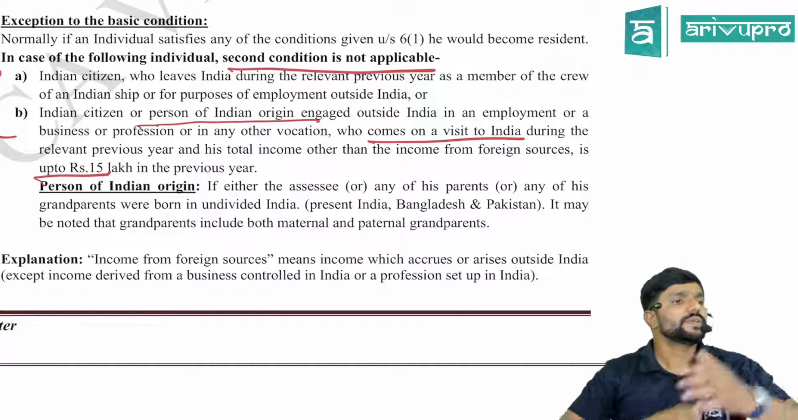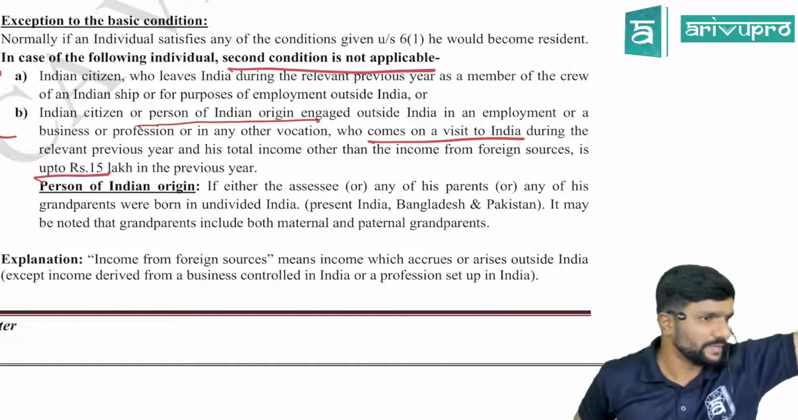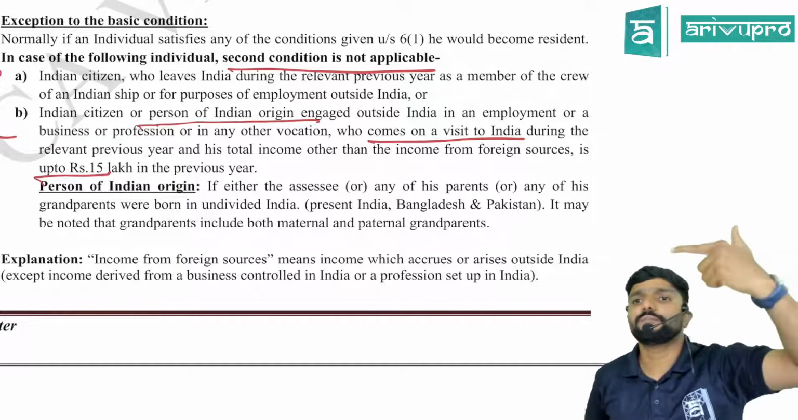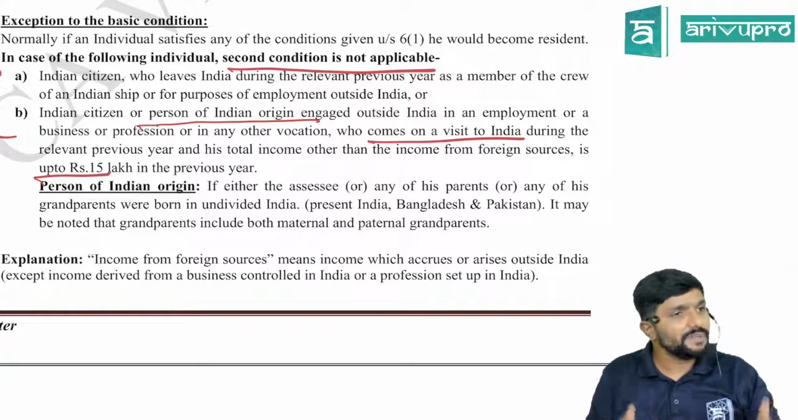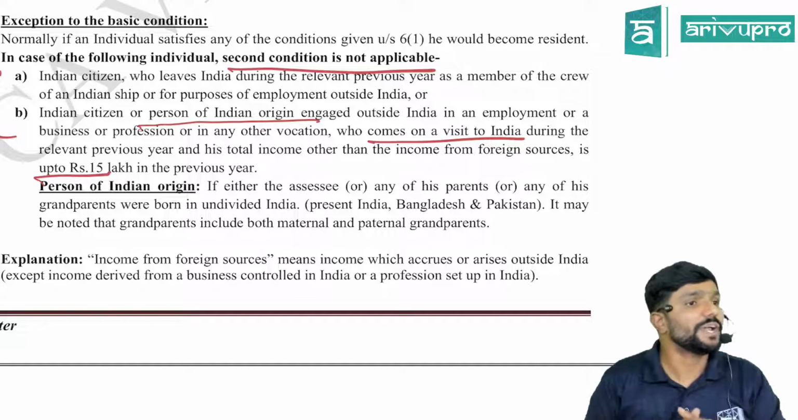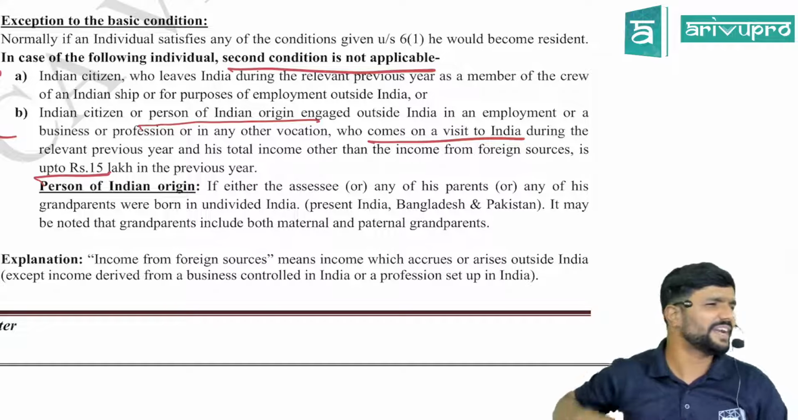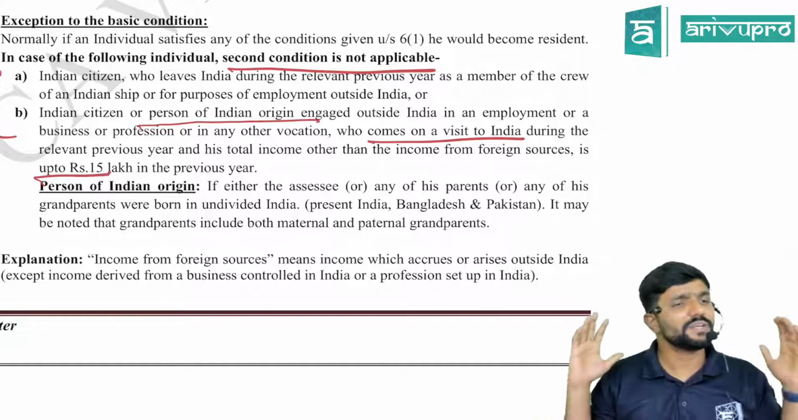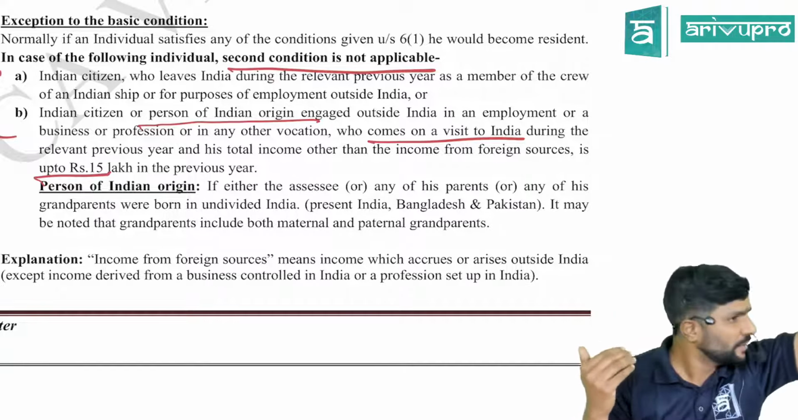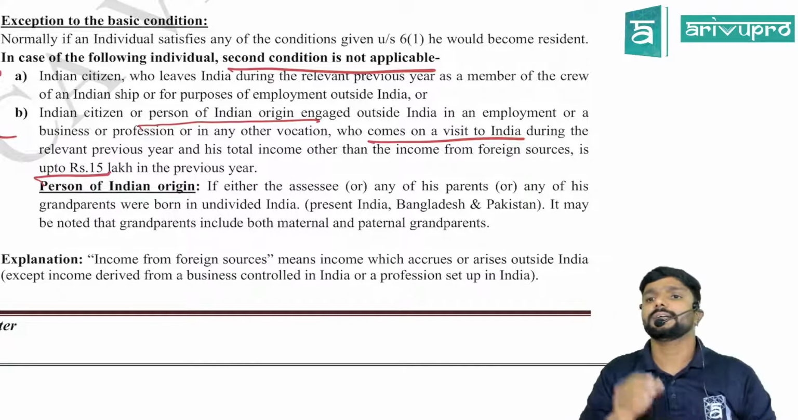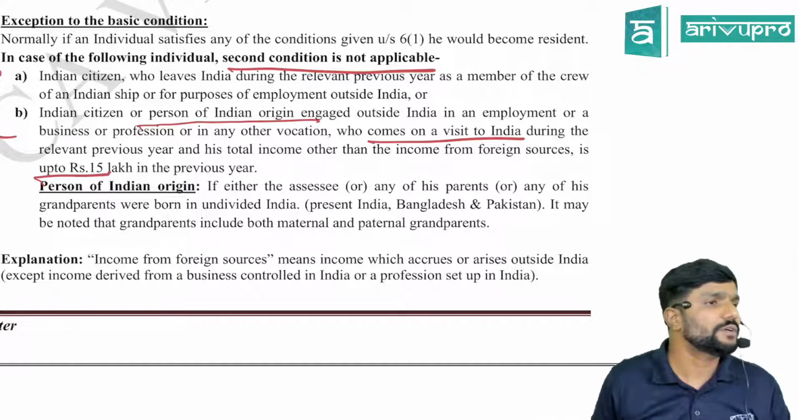Second point. You are an Indian citizen or a person of Indian origin. Where were you? Settled abroad. Why? For employment, business or profession or any other vocation. Then you are coming to India when? During the previous year. Why? To settle here? No, for a visit. For a visit means to see your parents or for some family event, whatever. But you are not coming to settle here, but for a visit. Means you have an intention to go back again. And your Indian income is up to how much? 15 lakh. Is up to 15 lakh.